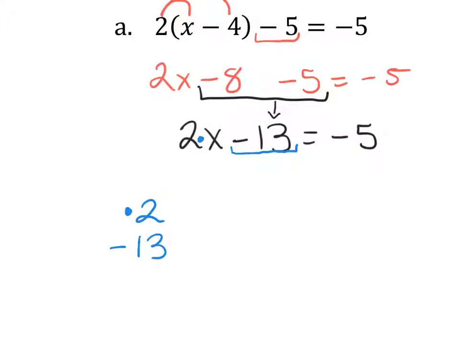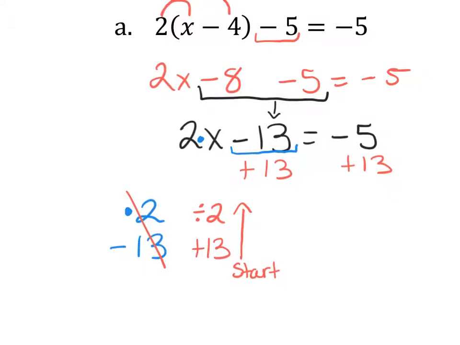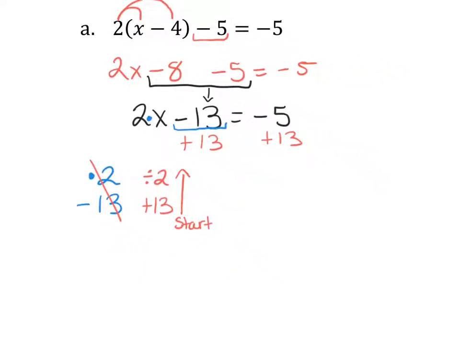So the opposite of multiplying by 2 is dividing by 2, and the opposite of subtracting 13 is adding 13. So we're done with the original step, and we're going to do those opposite operations in the reverse order. So we'll start by adding 13 to both sides. So we'll have 2x equals 8.